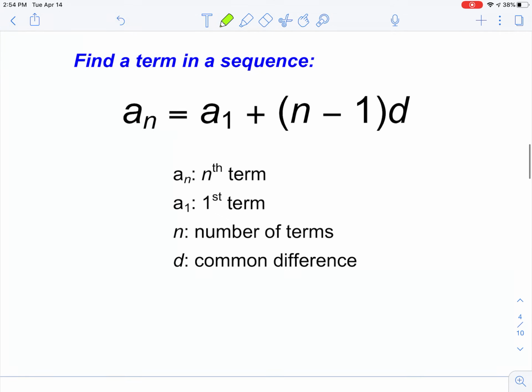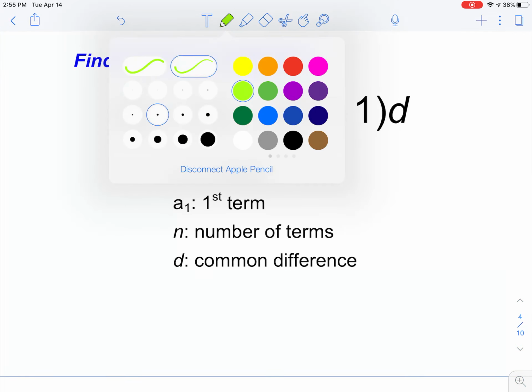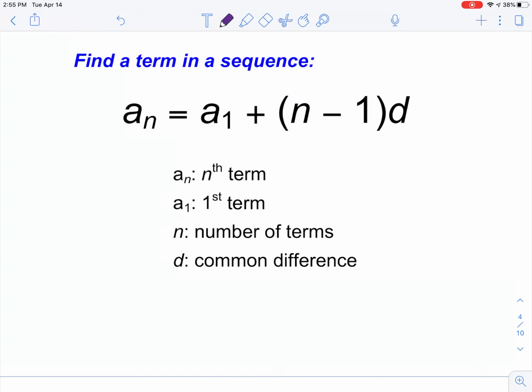Okay, let's go on. Here is a formula that you need to stop and write down: a sub n equals a sub 1 plus n minus 1 times d. You will need to know this formula, and by the end, you're going to have at least 5 formulas to work with. So put them on a separate sheet of paper. Make sure you know what each term stands for.